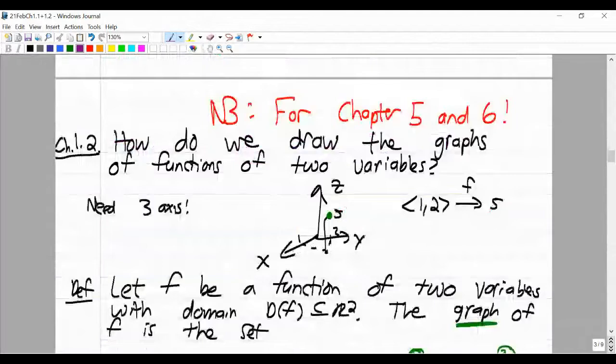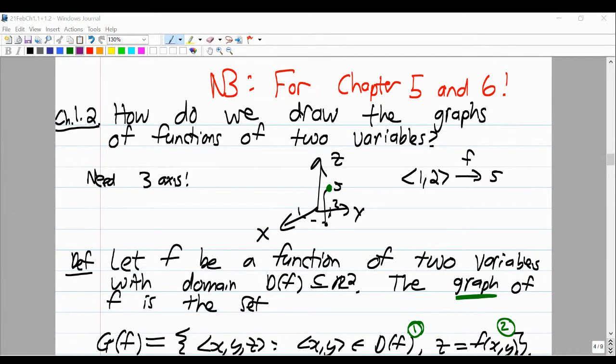All right, now, this is already chapter 1.2 in the course notes, and this is very important for chapter 5 and 6. Please pay super attention. This is so important for chapter 5 and 6. So a good question you can ask is, how do we draw the graphs of functions of two variables? So we're going to focus on functions of two variables, all right? Now, obviously, we're going to need three axes. So we use the last three letters of the English alphabet, X, Y, Z.